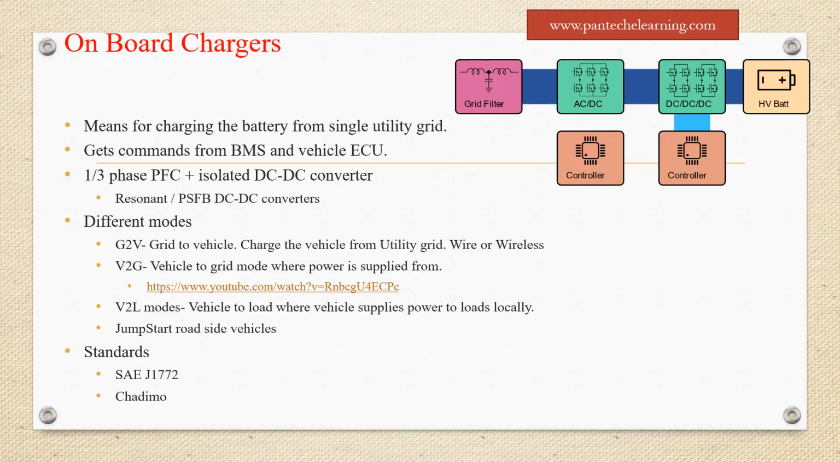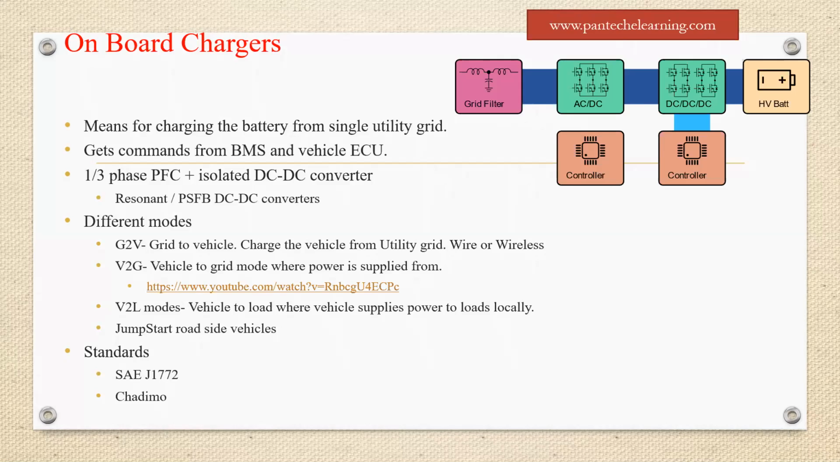Then you prefer the DC-DC converter topology. In that topology, what converters are available in the market? Then what drawbacks do you need to identify? The problem statement you need to identify. From that, you need to develop a unique, novel converter topology for your electric vehicle application. And here you can see it gets commands from the battery management system and vehicle ECUs.